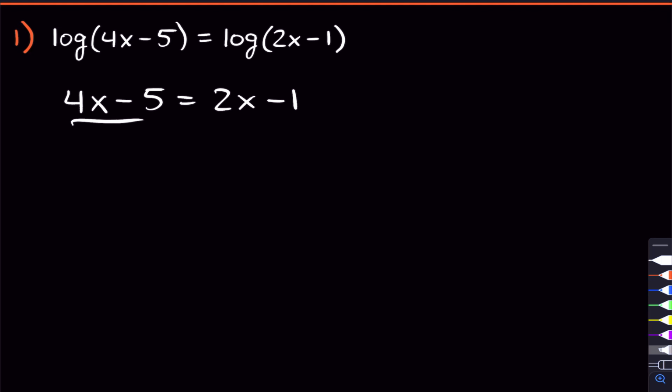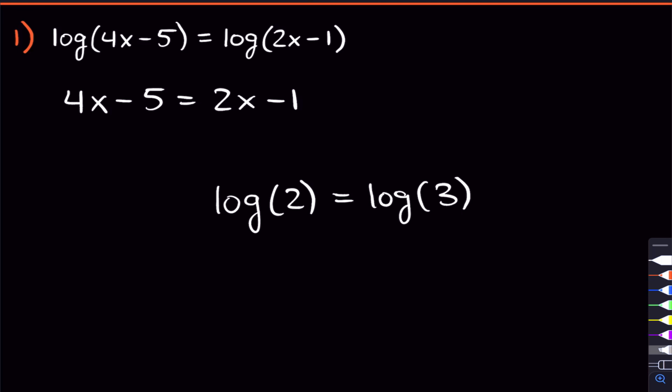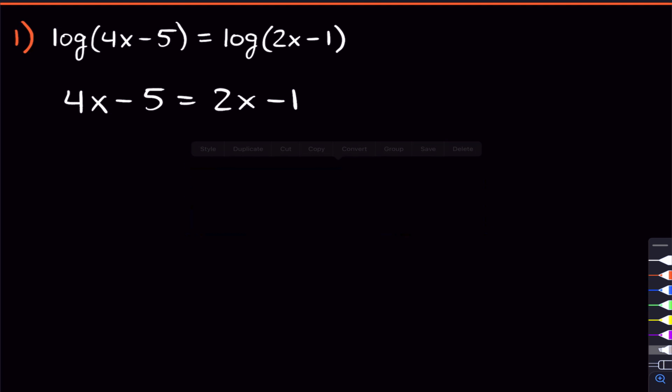Now we know that these things have to be equal because if you have the log of 2, this isn't going to be equal to the log of 3 or the log of 4 or anything like that. No, they're definitely not equal. The only log that the log of 2 is going to be equal to is the log of 2. So these numbers have to be the same for these two to actually be equal, and that's how we know that the arguments have to be equal.